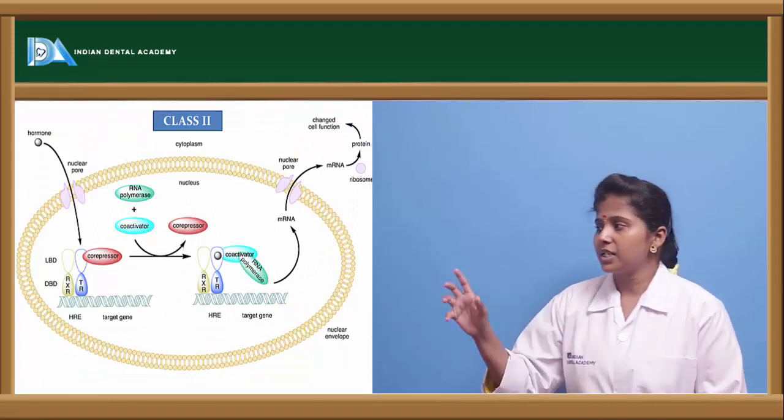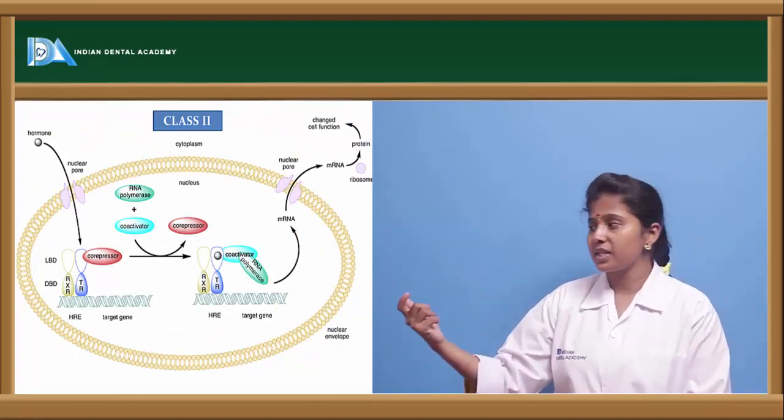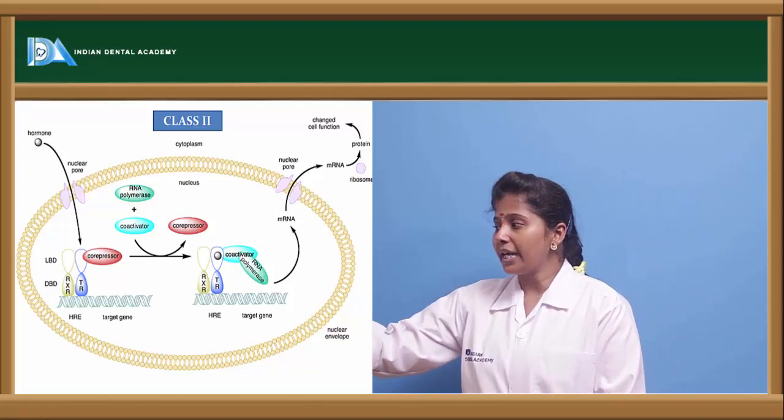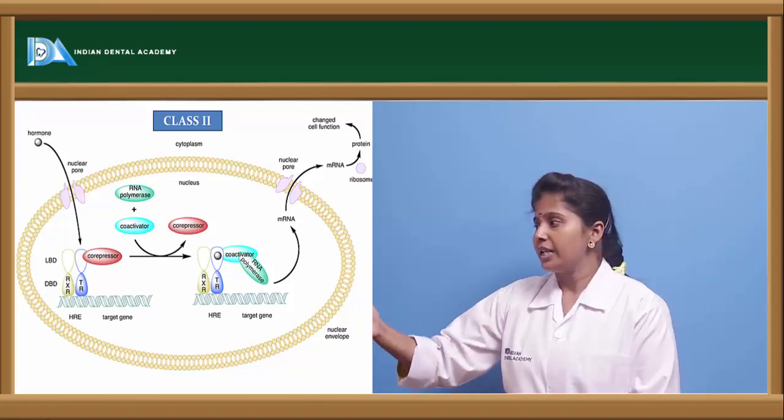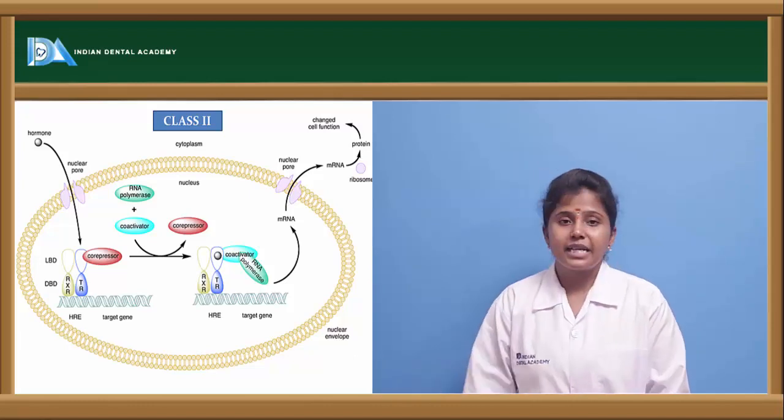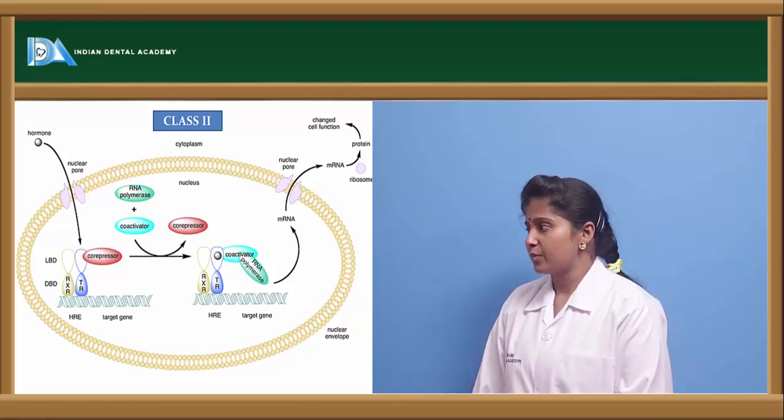And here class 2 type of receptors, which are present in the nucleus, bind to some mediators called RXR. When these bind, they form different dimers, and thereby they aid in the gene expression.